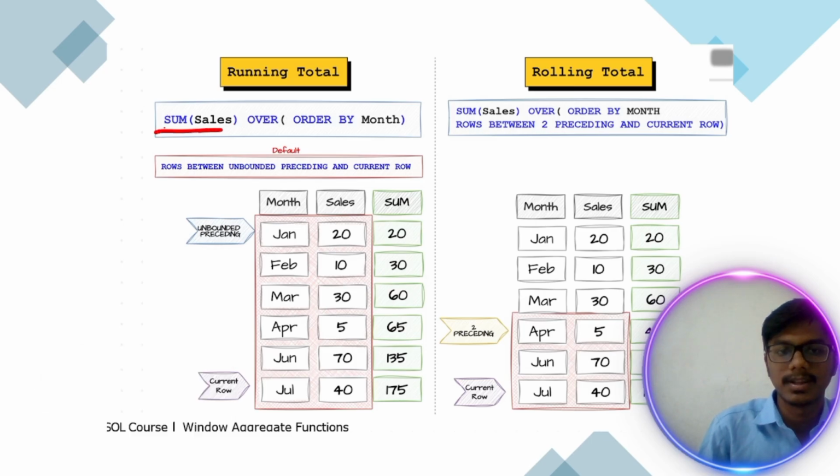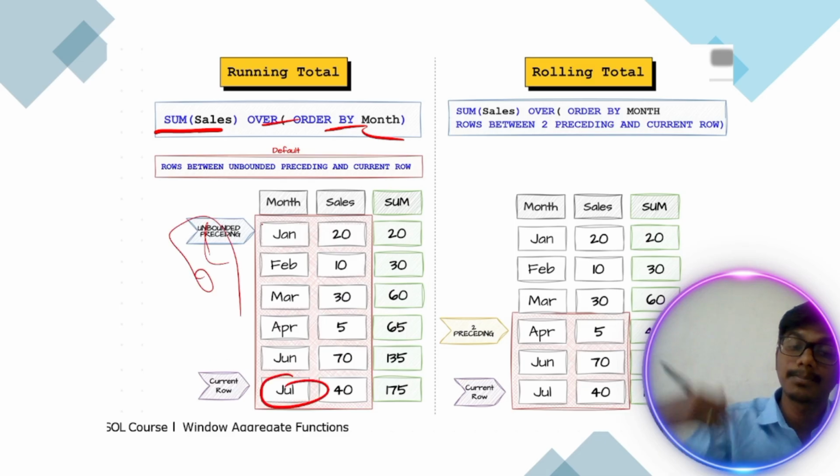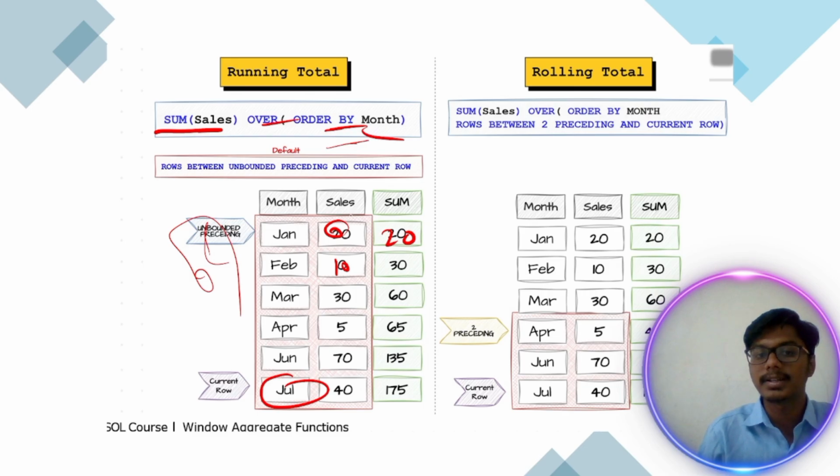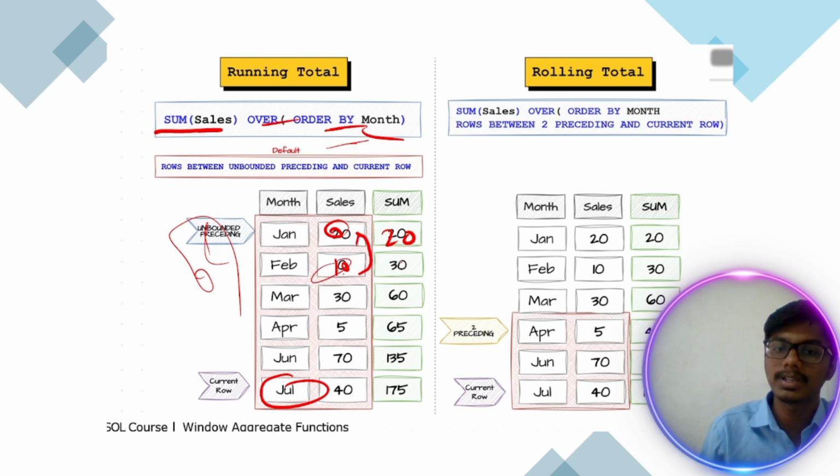Let's discuss this: sum of the sales over order by month, with unbounded preceding up to the current row. Unbounded means all previous months. The sum is 20, and again 20. We are ordering by the month, so it adds January, February, March, April, and so on. Current row plus the sum of the previous rows: the current row is 10 and the sum of the previous rows is 20, so 20 plus 10 is 30.